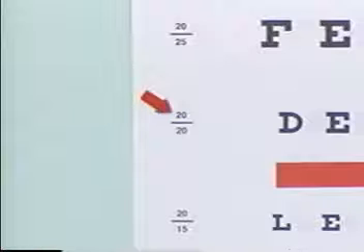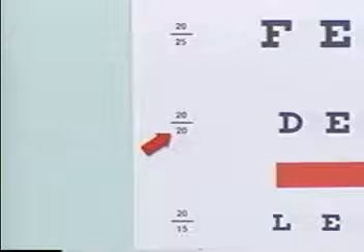Note this line's numerator, 20. This is the patient's distance from the chart. Also note its denominator, which is the distance at which a patient with normal vision can read the line. The larger the denominator, the poorer the patient's vision. Normal vision is 20/20. Record the patient's vision for each eye and note whether he was wearing corrective lenses.